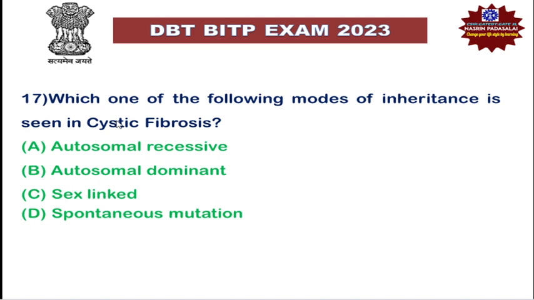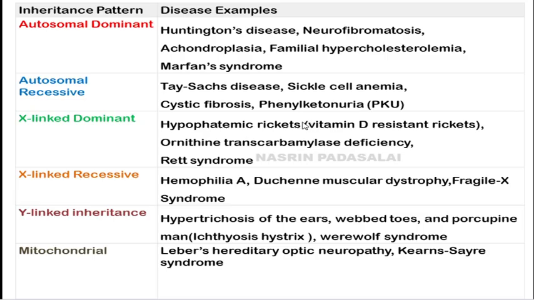Okay, next question: which one of the following modes of inheritance is seen in cystic fibrosis? Here I have given the inheritance patterns. The diseases that follow the autosomal dominant pattern include Huntington disease, neurofibromatosis, achondroplasia, familial hypercholesterolemia, Marfan syndrome. The diseases that follow autosomal recessive include Tay-Sachs disease, sickle cell anemia, cystic fibrosis, and phenylketonuria.